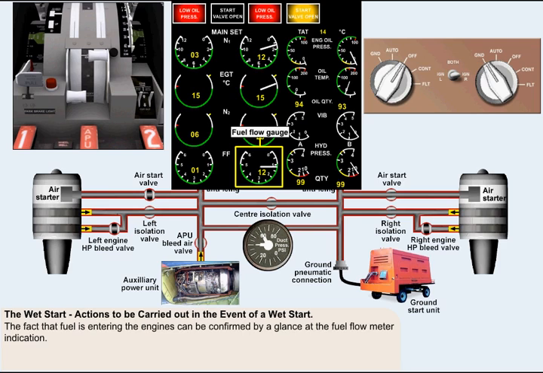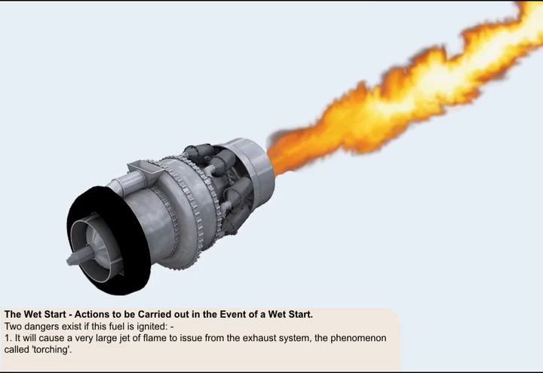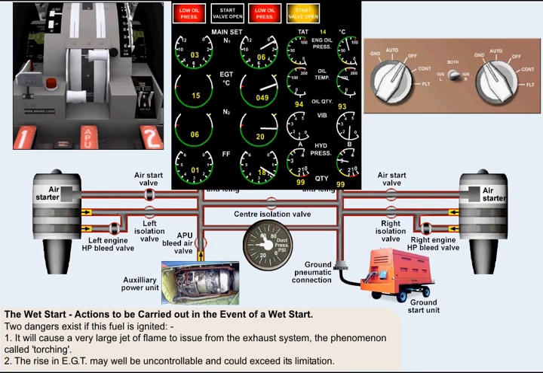The fact that fuel is entering the engine can be confirmed by a glance at the fuel flow meter indication at the instant of moving the start valve to the idle detent. Two dangers exist if this fuel is ignited. Firstly, it will cause a very large jet of flame to issue from the exhaust system, the phenomenon called torching. And secondly, the rise of EGT may well be uncontrollable and could exceed its limitation.